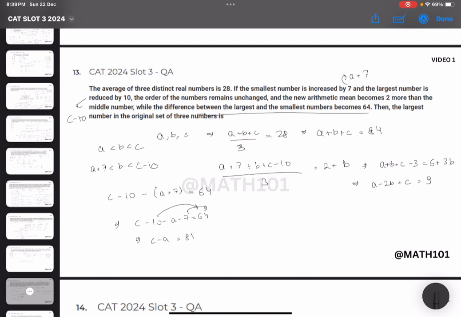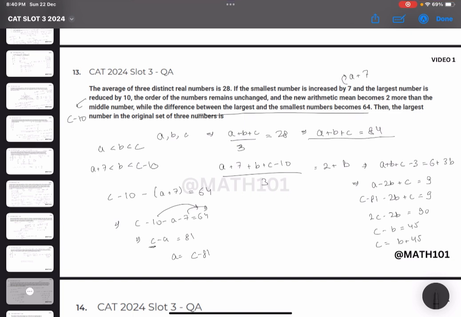Then the largest number in the original set of numbers. So we want to find c. So a equals c minus 81. We will substitute it here: c minus 81 minus 2b plus c equals 9. So 2c minus 2b equals 90. c minus b equals 45. So b equals c minus 45.